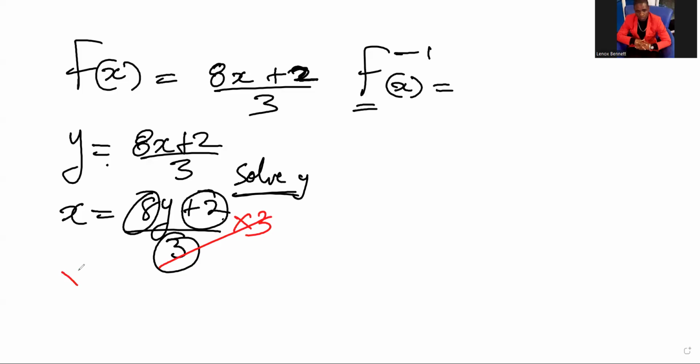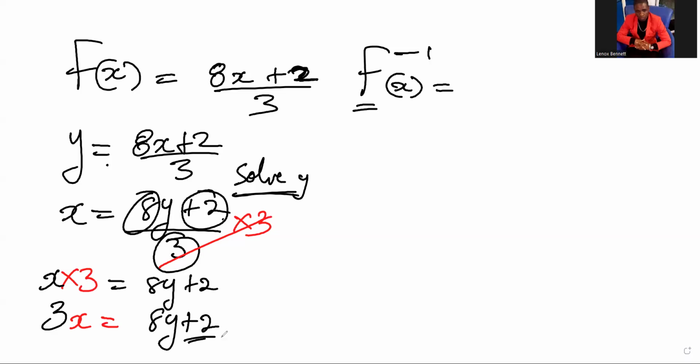Anything we do to one side, we do to the other side. Because we times by 3 over there, we times by 3 over here. So this is going to leave us with 8y plus 2. We know that x times 3 would be like 3x, right? So I could just write it like that. And then this is going to equal the 8y plus 2.